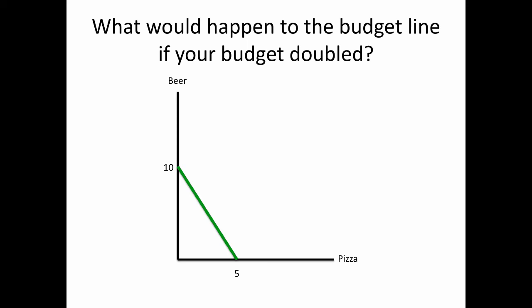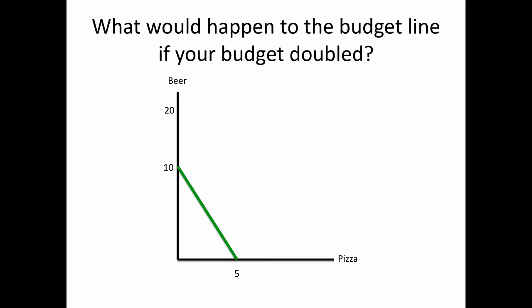So what would you think would happen to the budget line if your budget doubled? Well, we could go through the argument with the table that we did before, and suppose that all we were going to do is consume beer. If instead of having $20, I now have $40, and beer costs $2 a bottle, and all I'm going to do is consume beer, then I'd be able to buy 20 bottles of beer.